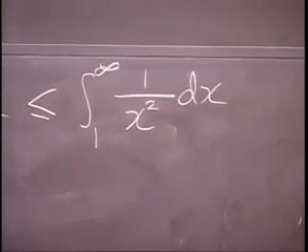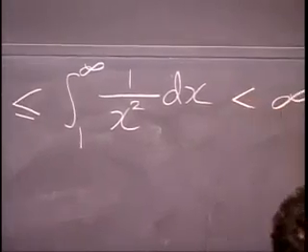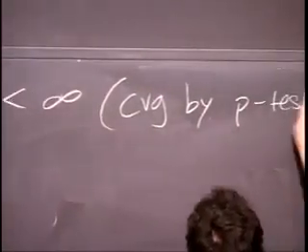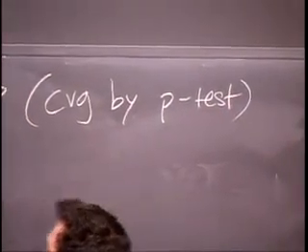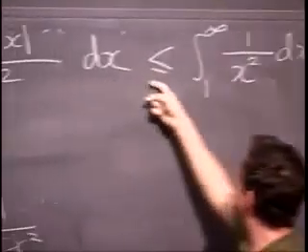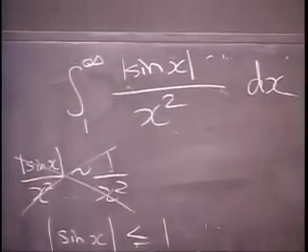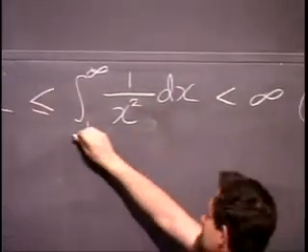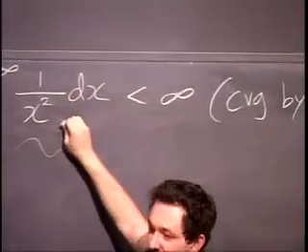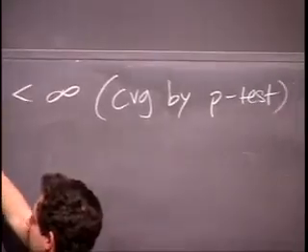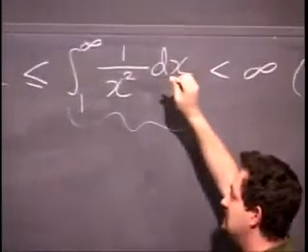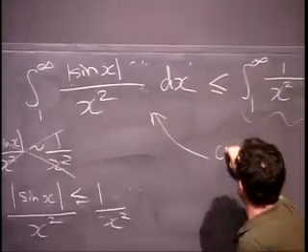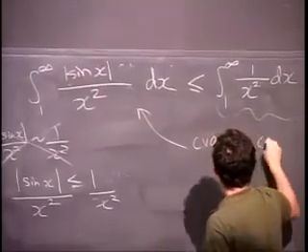Well, guess what? It does converge. It converges by the p-test, since p is 2, which is bigger than 1. So this is less than or equal to something which is less than infinity. This is a finite, nice number. Whatever it is, it doesn't matter. It's a nice number like 2.1. I don't know what it is. This is less than or equal to it. Therefore, this converges by the comparison test.